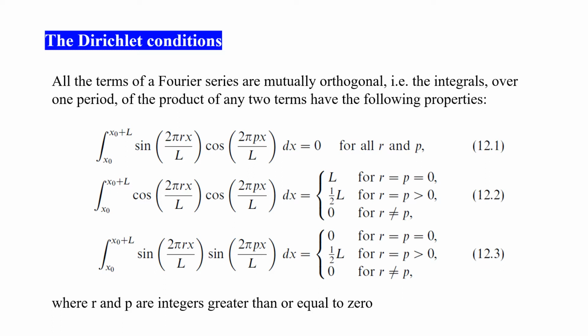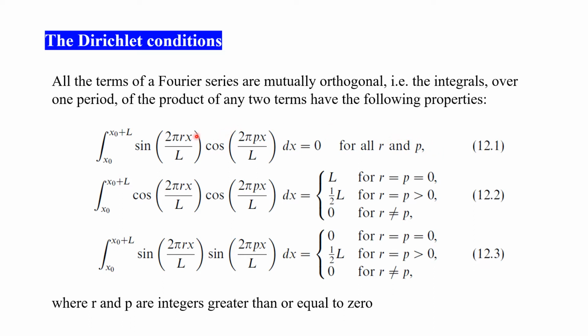All the terms of a Fourier series are mutually orthogonal. That is, the integrals over one period of the product of any two terms have the following properties. First, the integral from x0 to x0 plus L, where here L is your period, of sine 2 pi Rx over L, cosine 2 pi Px over L, dx is equal to 0 for all R and P.